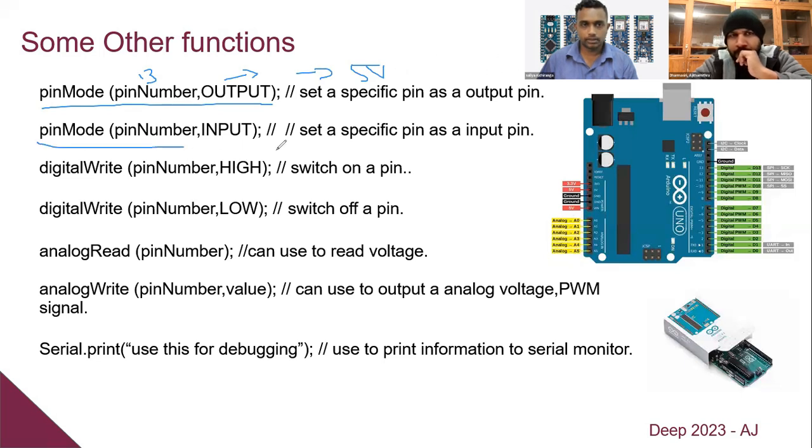If you want to read something from a specific pin, this is the way you tell the microcontroller, I want to read something from this pin. Let's say the A2 pin. Now the A2 pin is configured as an input. Then you can apply 5 volts to A2, write some code, and read the value from that pin.